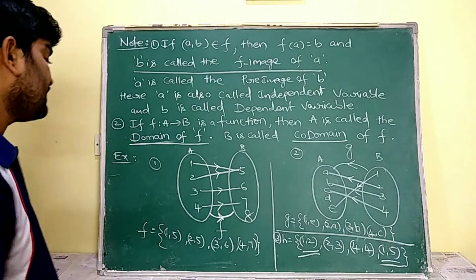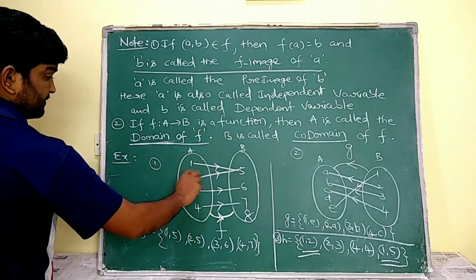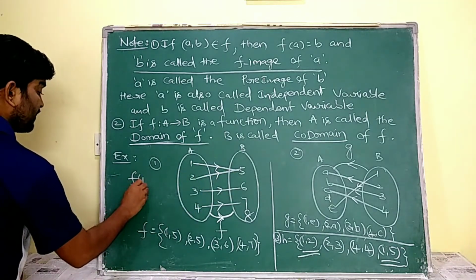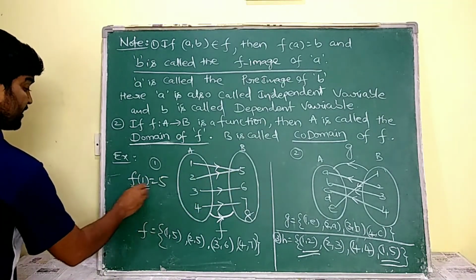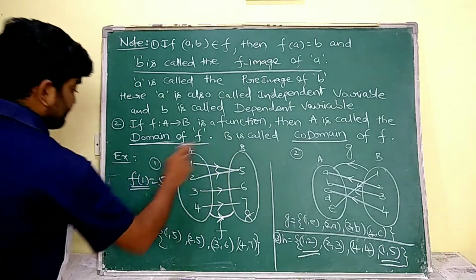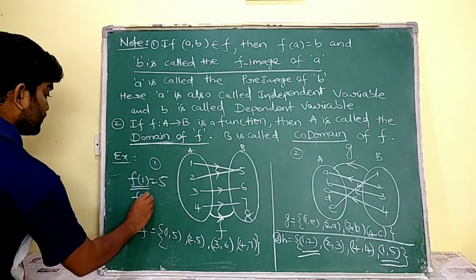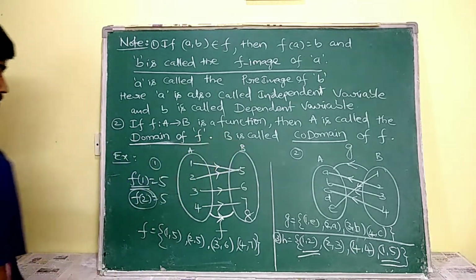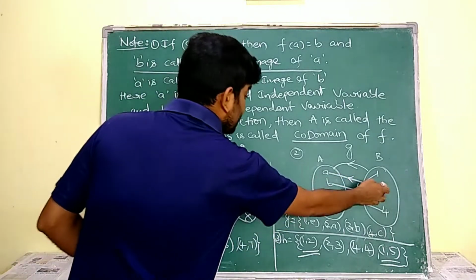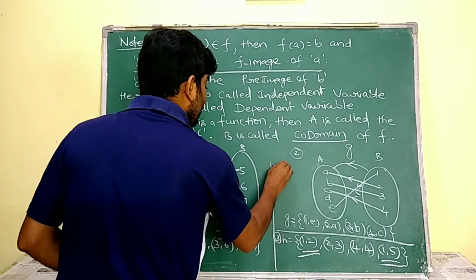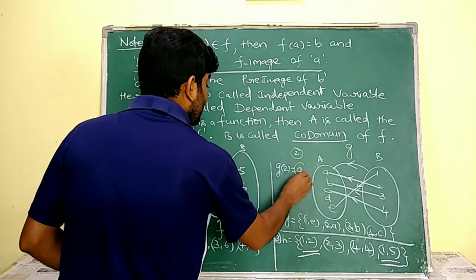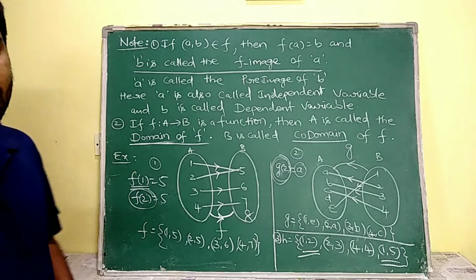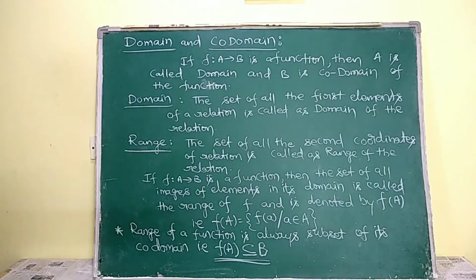Now remember them. Here are some representations. 1 is mapped with 5, so f of 1 is equal to 5. This f of 1 belongs to B. F of 2 is also equal to 5, so f of 2 belongs to B. Here g of 2 is equal to a, which means g of 2 is an element of A. Remember the representations.